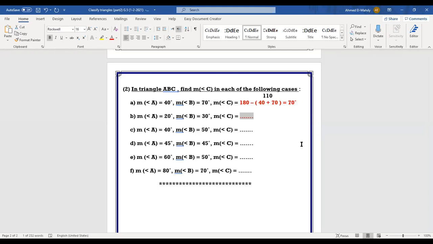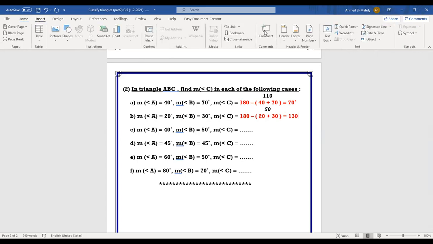Abdelrahman. Letter B. Measure angle A 20 degrees. Measure angle B 30. What is the measure of angle C? We will make 180 minus 20 plus 30. Add firstly 20 plus 30, 50. Good. Then subtract 180 minus 50, 130. It will be 130 degrees. Thank you Abdelrahman.